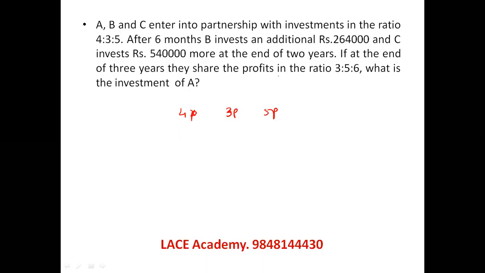After 6 months, B is adding something. A is not changing any investment up to 3 years. So he is investing 4P for 36 months, 3 years. For B, I'm taking B invested 3P, but it's only for 6 months. After 6 months, he added something, but actually I can say 3P was invested for 36 months. After 6 months, this additional amount, whatever is there, is added, so it is only there for 30 months.